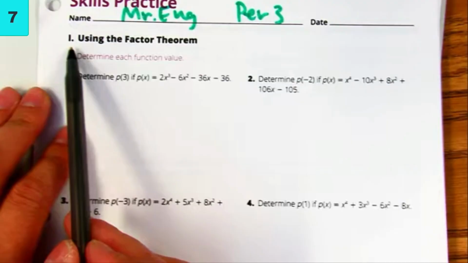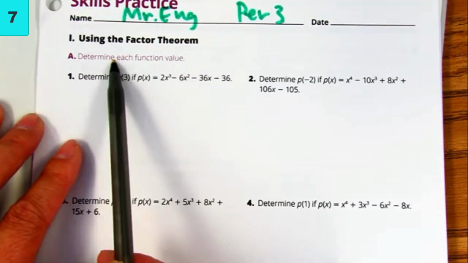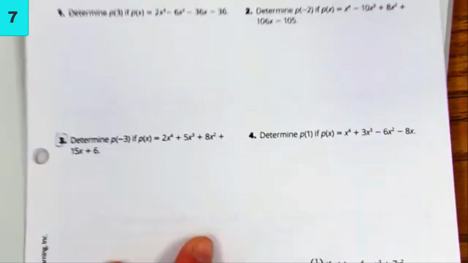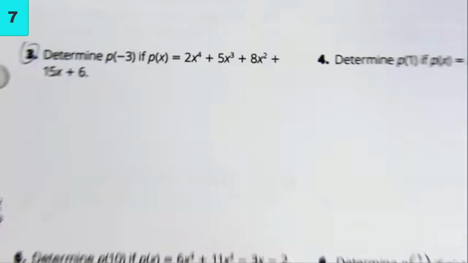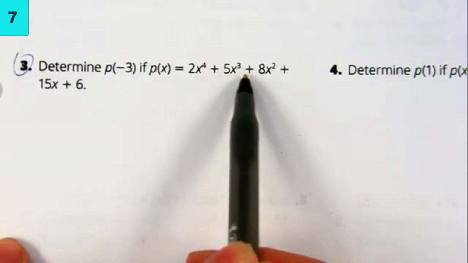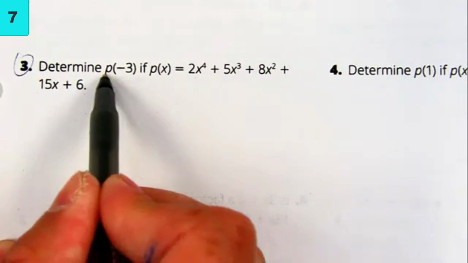We're going to be using the factor theorem, and we're going to first determine each function value. In question number 3, it says, determine p of negative 3 if p of x equals 2x to the 4th plus 5x cubed plus 8x squared plus 15x plus 6. The key to this problem is right here.